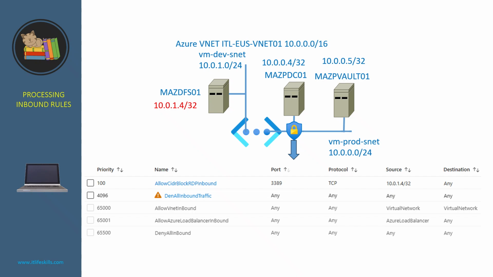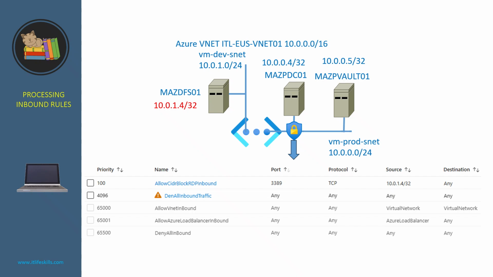To understand how Azure Network Security Group processes inbound rules, let's analyze this inbound rule table coming from this network security group attached to the network interface of the VM MAZ-PDC01. As you can see, each NSG inbound rule is assigned a priority number arranged in ascending order from the lowest to the highest.